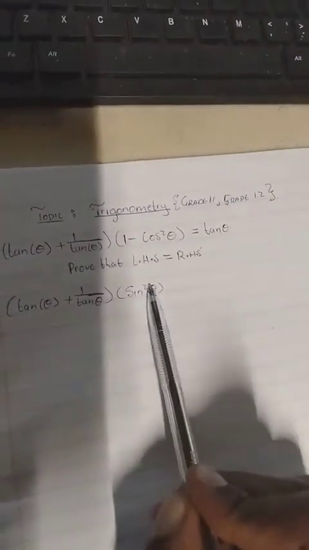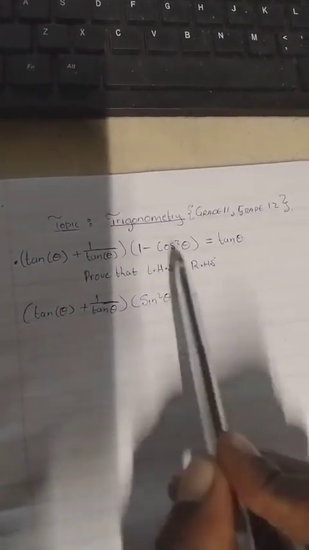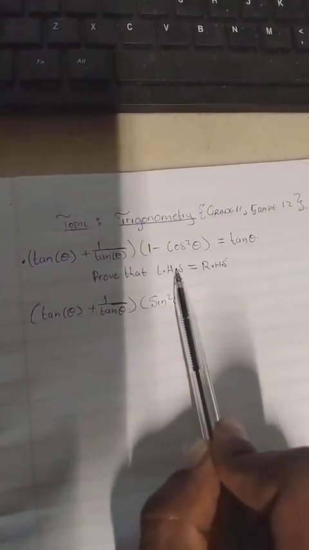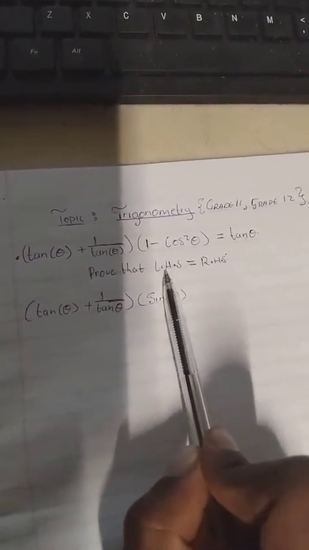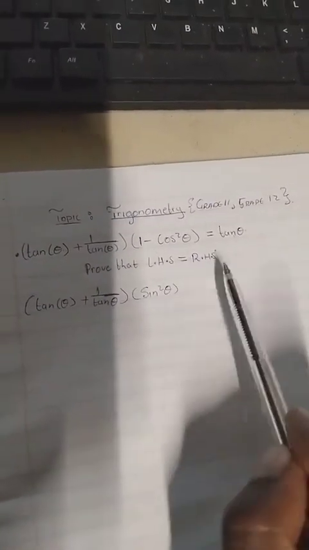You won't see me divide by sine squared theta so that sine squared theta falls on the other side. No, we don't do that. We are just focusing on the left hand side, trying to narrow it and solve it, working until we have tan theta. Then we conclude with our statement.